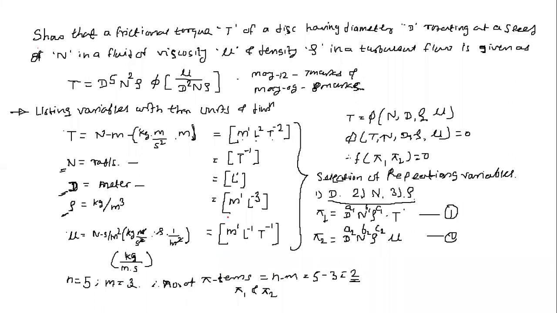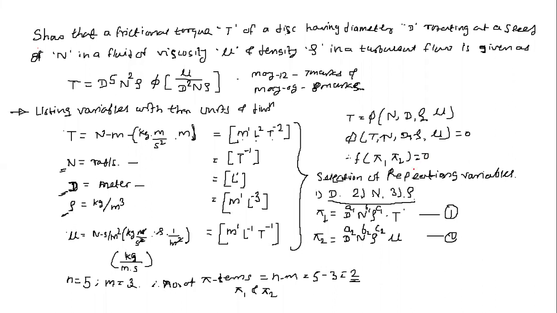Then for finding the number of pi terms, that is, the number of independent non-dimensional groups we will be able to form, it equals the total number of variables minus the number of fundamental dimensions, n minus m, that is 5 minus 3. So 2 pi terms, pi1 and pi2, can be established. So I wrote t as a function of the remaining 4 variables, dependent and independent, equal to 0, and a function of pi1 and pi2 equal to 0.